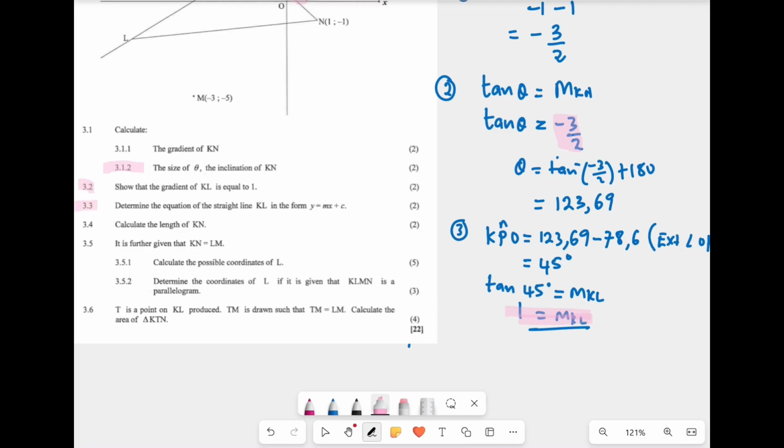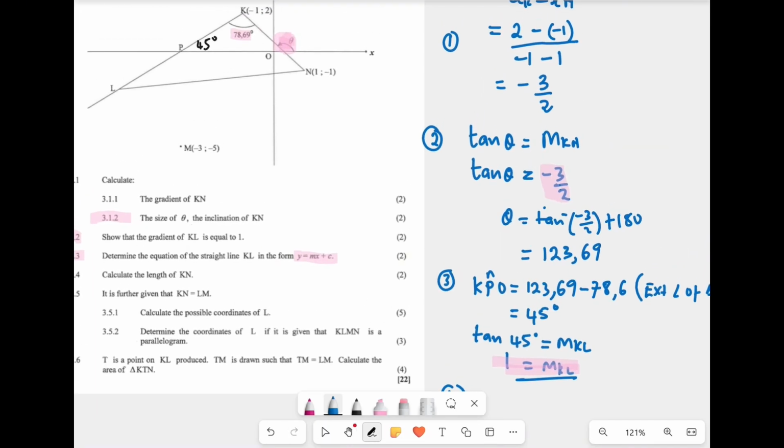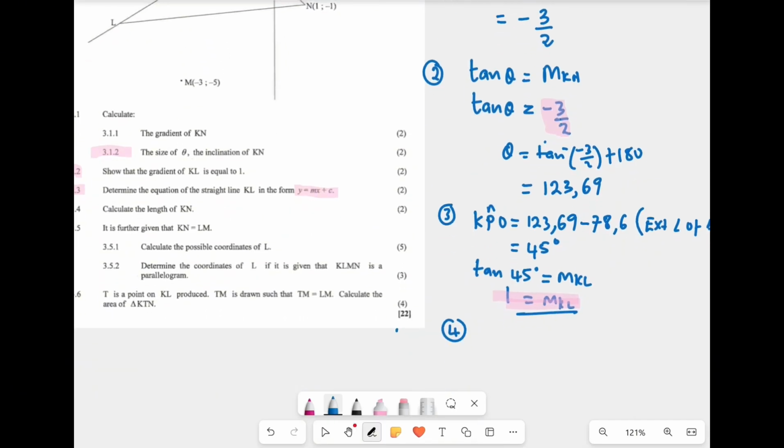Number 4, which is 3.3, we are looking for the equation of the line KL in the form of y is equal to mx plus c. So now we do have the gradient of KL already, which is 1. Also, we do have point K. We can use point K to calculate the value of c. So we know that y is equal to mx plus c. So y is equal to, our m is 1. We just calculated it, or we just proved it above. 1x plus c.